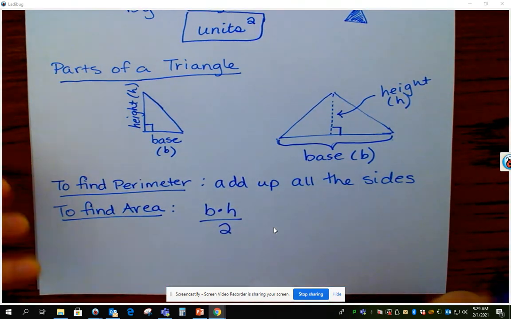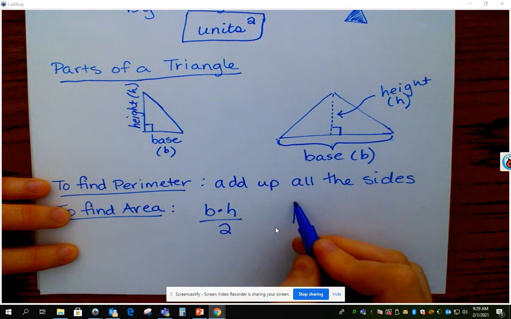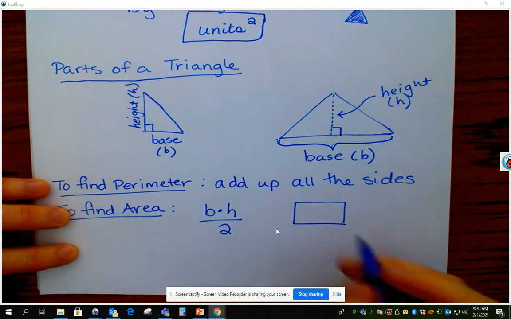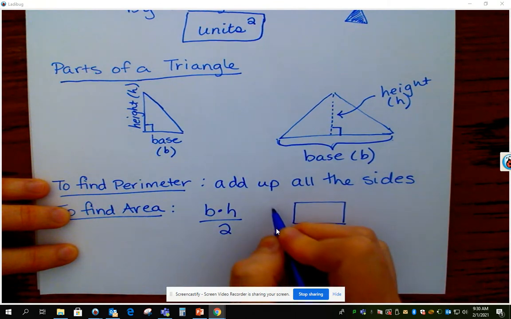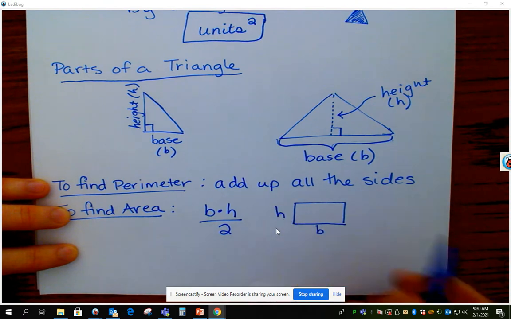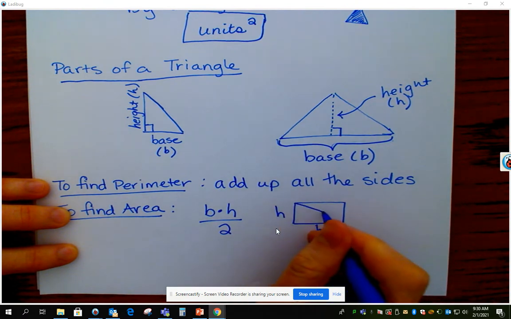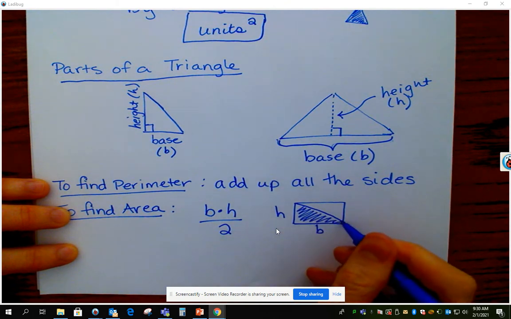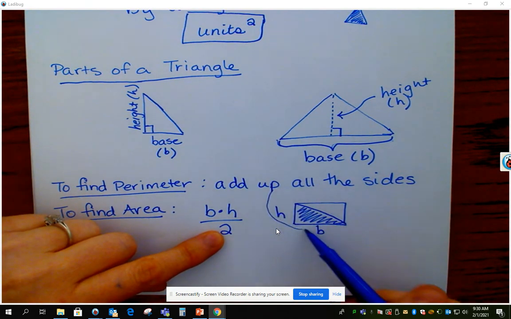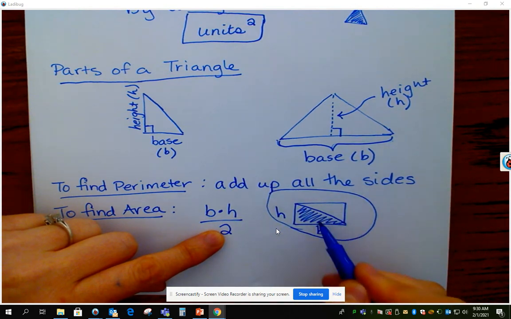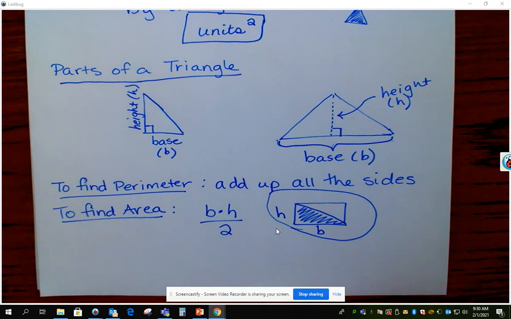And the reason we're dividing by 2, think about a rectangle. If I wanted to find the area of the rectangle, say this was the base and this is the height, or the length and the width, you would multiply them together. The triangle is half of that, right? So that's why we're dividing it by 2. Think of you're finding the area of this entire rectangle, and then you're taking half of it for the triangle.